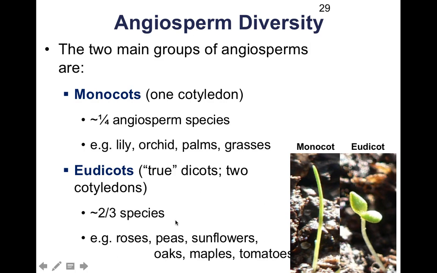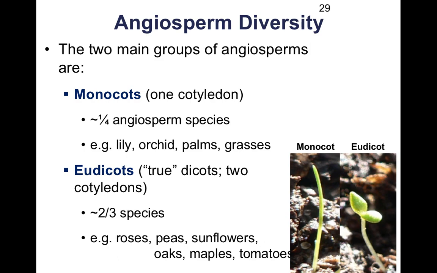And the eudicots. So the remaining species, 2/3 of these species are eudicots. There's a few other types of dicots that are called the basal dicots, so that's why we don't add up to 100 here, or 1. And eudicots are going to make up 2/3 of all angiosperms. These are going to include a lot of the other plants that you might eat or grow in your garden. So sunflowers, peas, oak trees, maples, tomatoes, roses. These are all examples of eudicots.